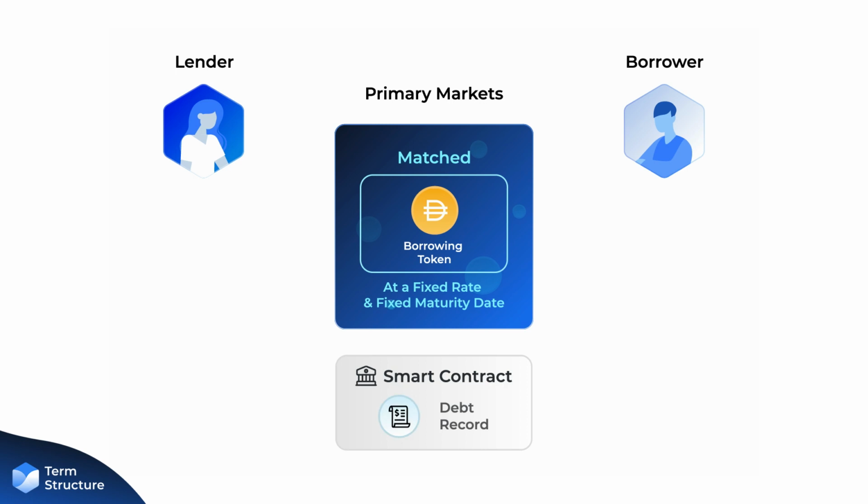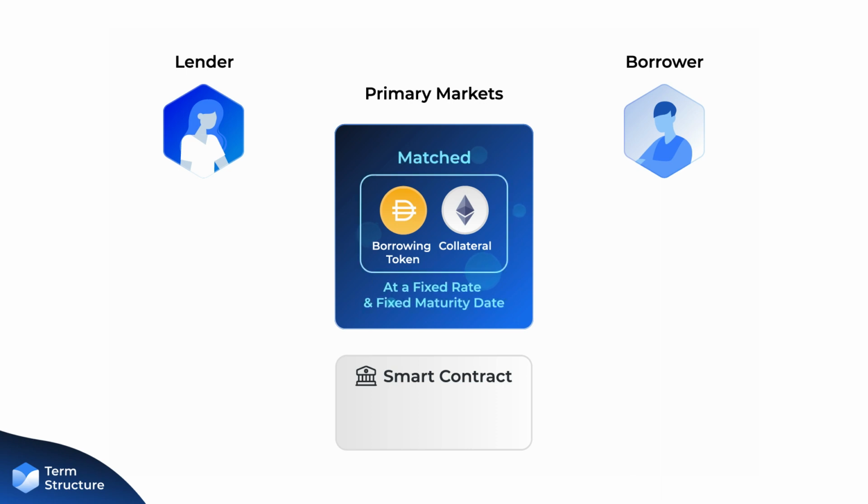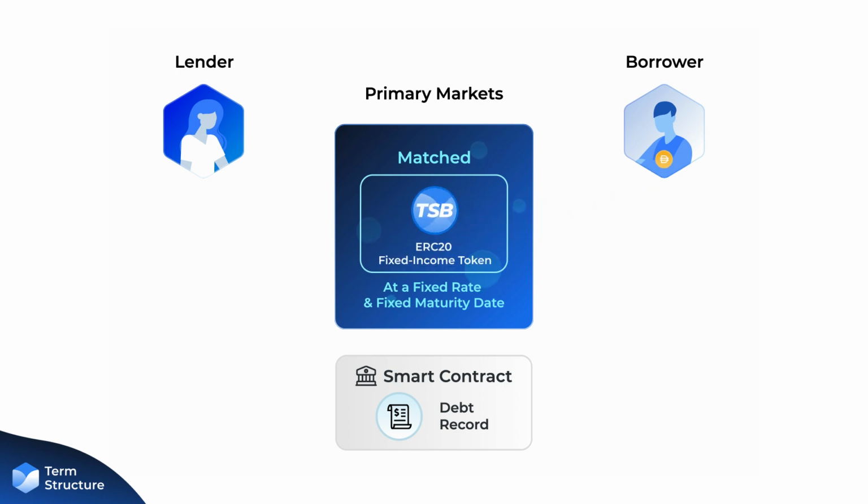and lenders. Initially, auctions will be conducted every 8 hours, but as transaction volume increases to a certain point, they will take place hourly. Once orders are matched, borrowers receive borrowing tokens, while lenders receive Term Structure fixed income tokens with a fixed rate and maturity date.